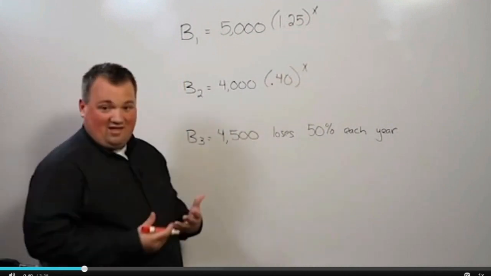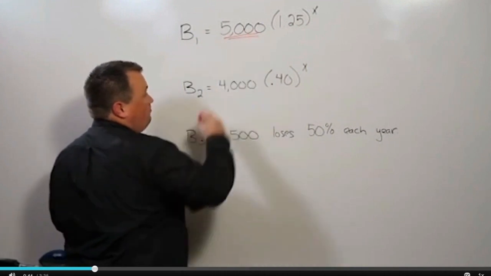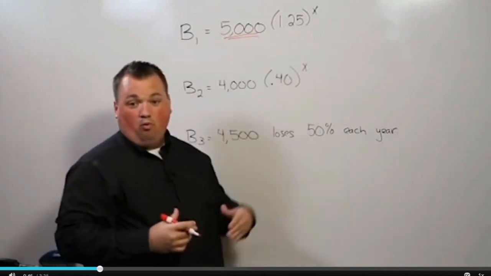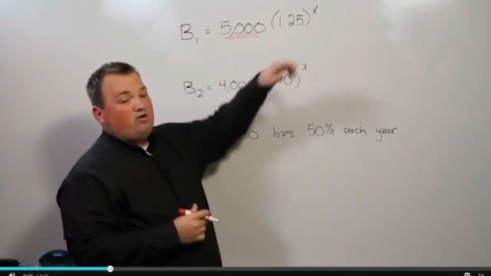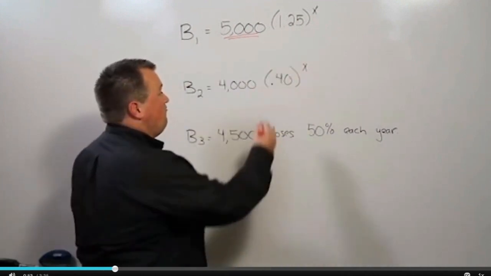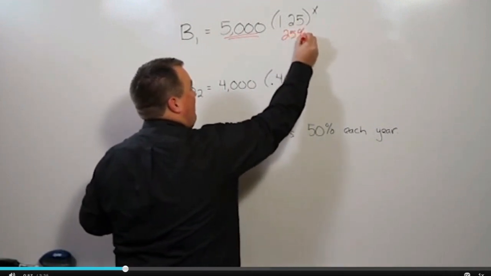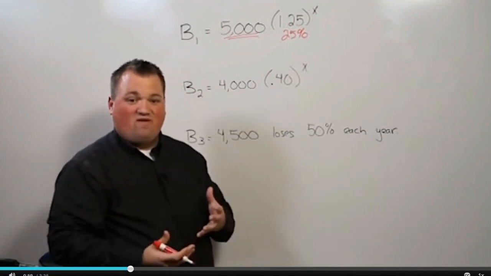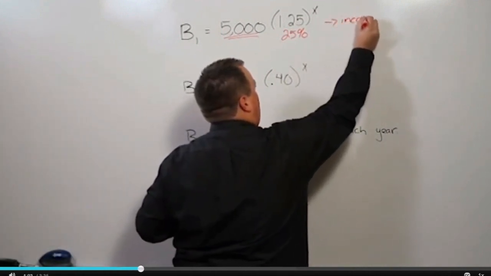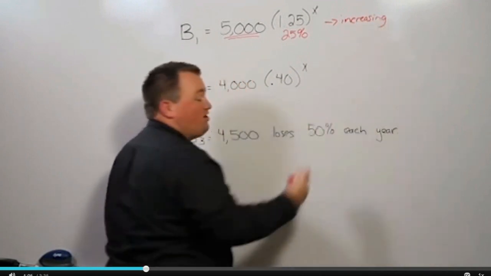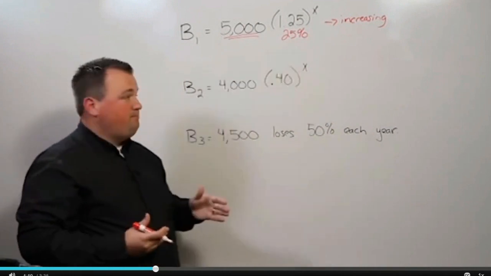So what else can I tell about boat 1? Well, we know, like we said, the initial value was 5,000, but it's being multiplied by 1.25. What does that tell us in terms of percentage? The number is greater than 1, so it is keeping its value, but it is gaining 25% in value. So if I were to classify this, I would say that it is increasing. So boat number 1 actually is increasing its value year after year by 25%.